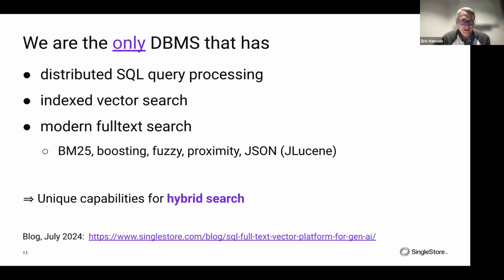And now we have modern full text search with all these things I mentioned, like BM25 scoring, boosting, fuzzy search, proximity search, and JSON search. Altogether, this brings together unique capabilities for hybrid search, which is great for search in modern applications, as well as retrieval augmented generation support.